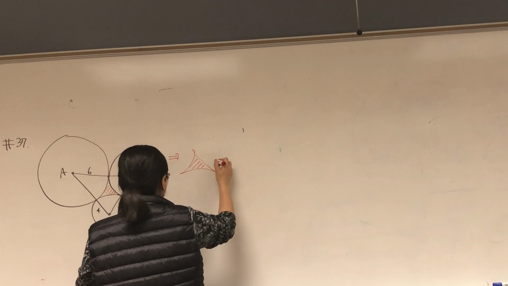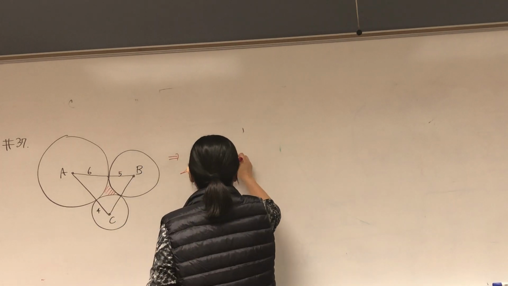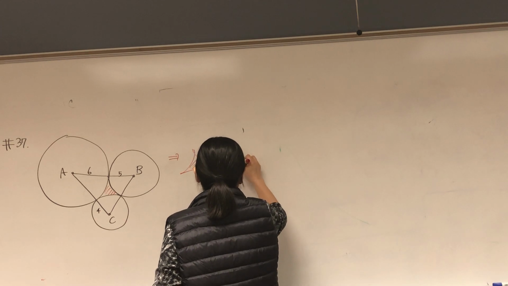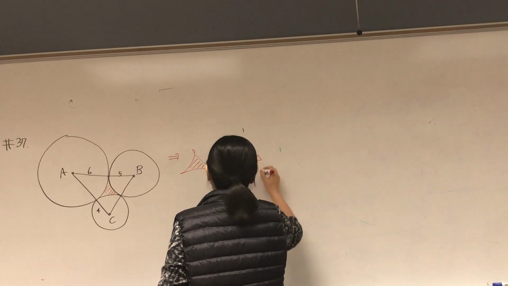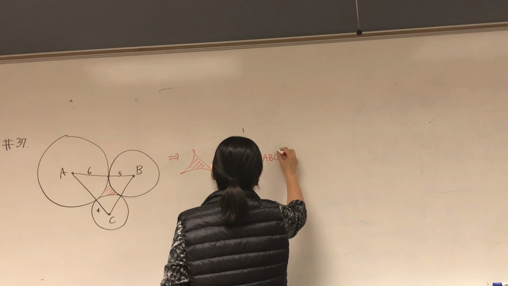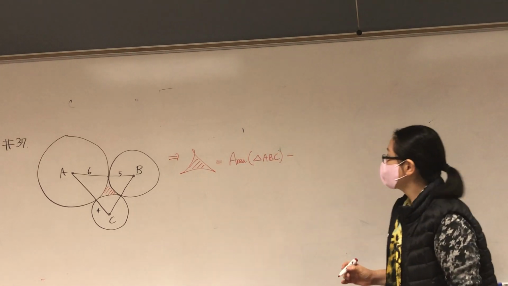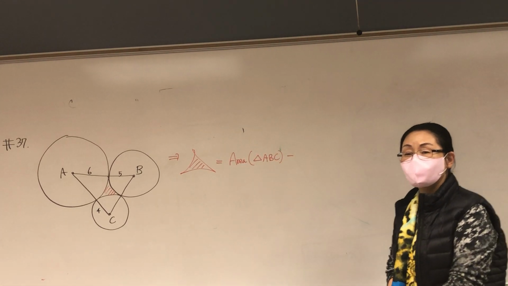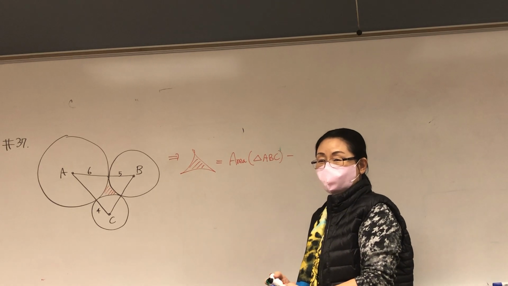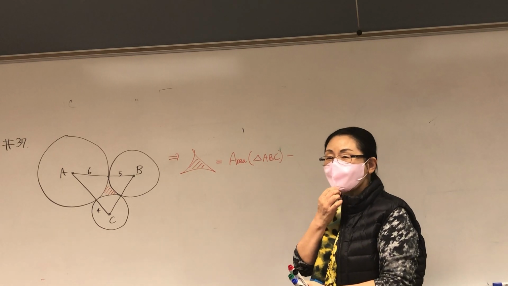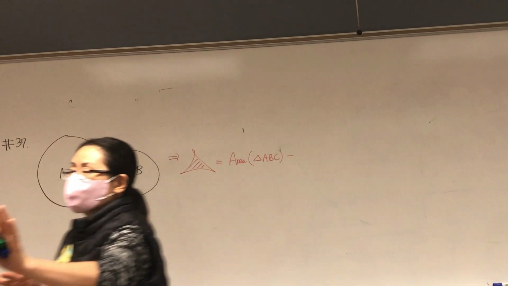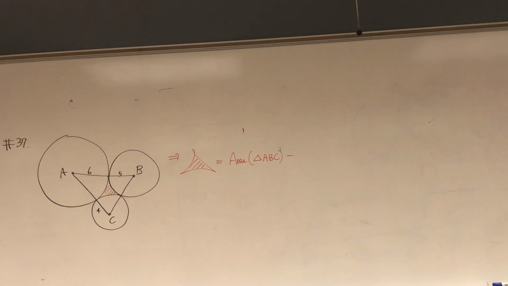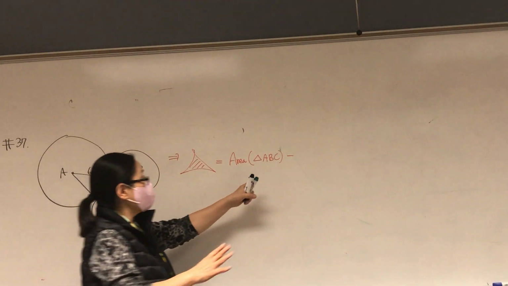This shaded area will be the area of what? Minus what? How do you denote the arcs? You don't need two arcs, you need an angle. Yes, you need an angle. Am I right? Let's go one by one.